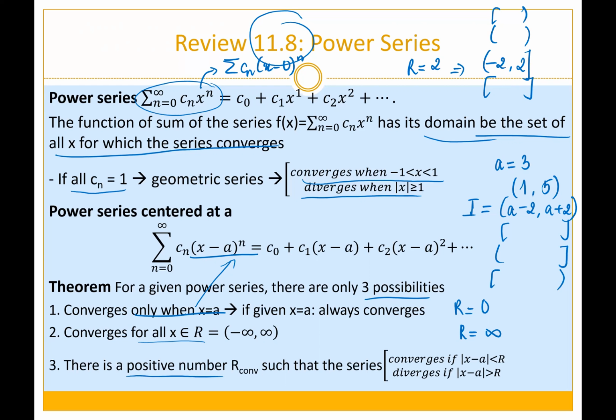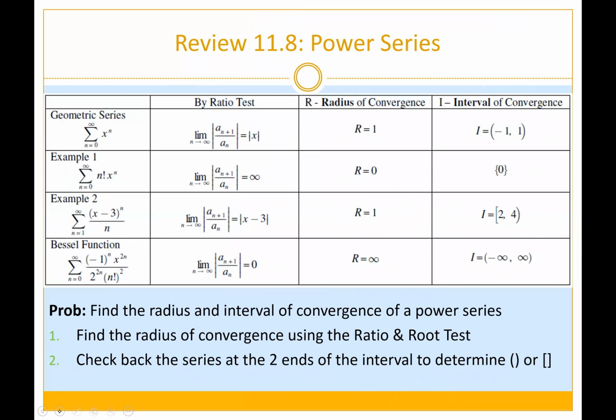And then the last possibility is that you have a radius of convergence such that the series converges if x minus a is smaller than r and diverges if x minus a is bigger than r. And as you say, whether we take x minus a equal to plus or minus r or not depends on the series. So what you have to do is plug in the value of x minus a equal to r and x minus a equal to negative r, those 2 points, to see if you're going to take those 2 values or not.